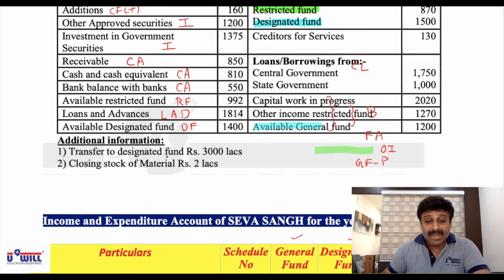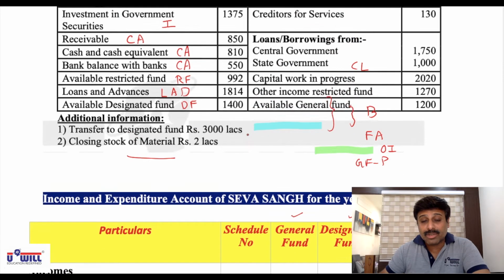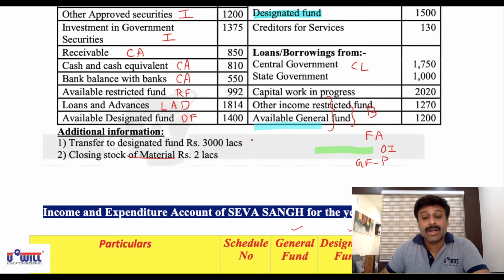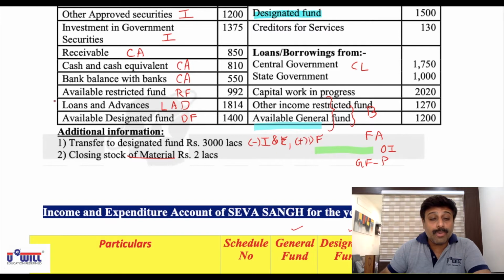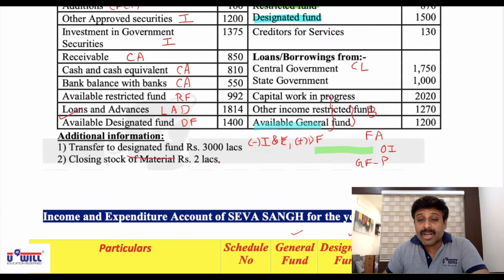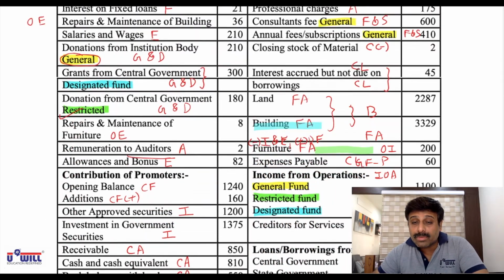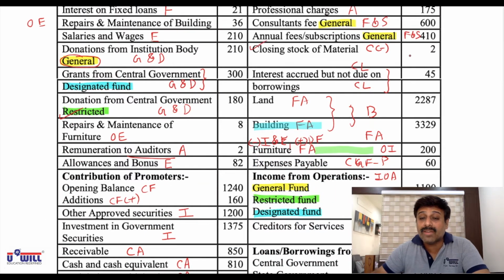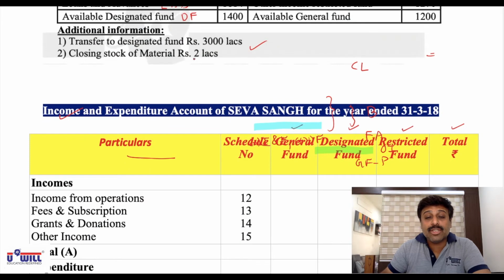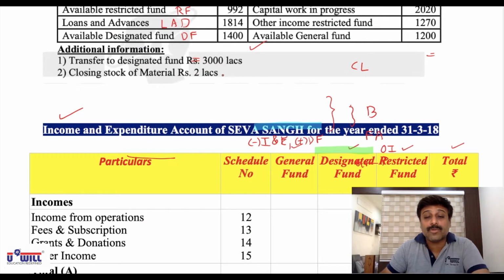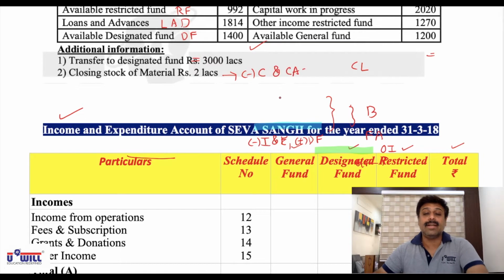Transfer to designated fund, rupees 3000 lakhs. Now 3000 lakhs transfer to designated fund, so minus in income and expenditure statement and plus in designated fund. So all of you put tick on this available designated fund. And closing stock of material 2 lakhs is given over here also. You all can see over here it was also given 2 lakhs and amount is same. Basically it should be an adjustment only. We will give two effects for this. Minus from consumption of material as well as current assets.